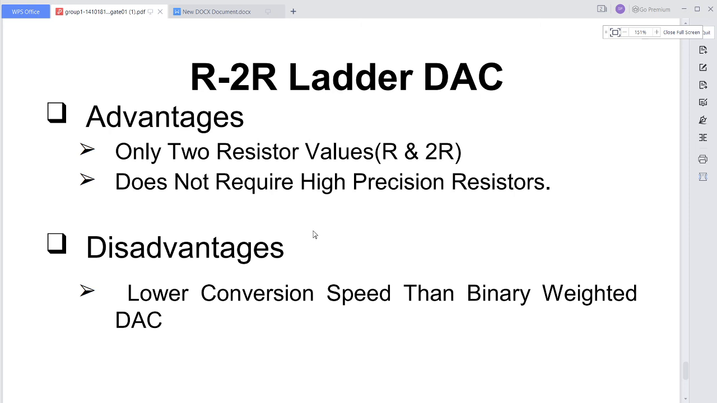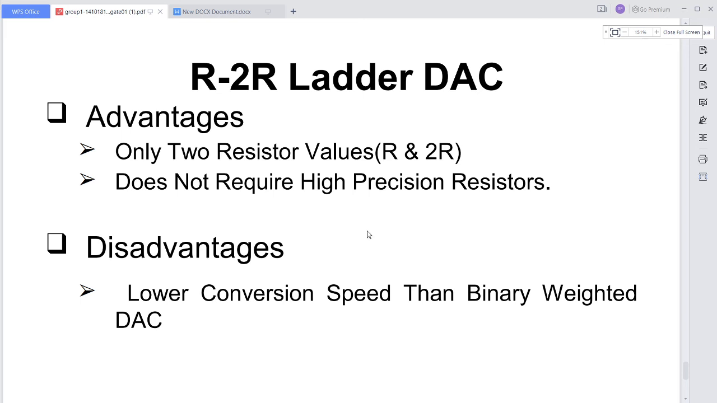Advantages of the R-2R ladder type digital to analog converter: only two resistors are needed, R and 2R, and this does not require high precision resistors. We don't require a high range of resistance, from 2 kilo ohms to 2 power of 10 times kilo ohms, so we don't require that wide range of resistance.